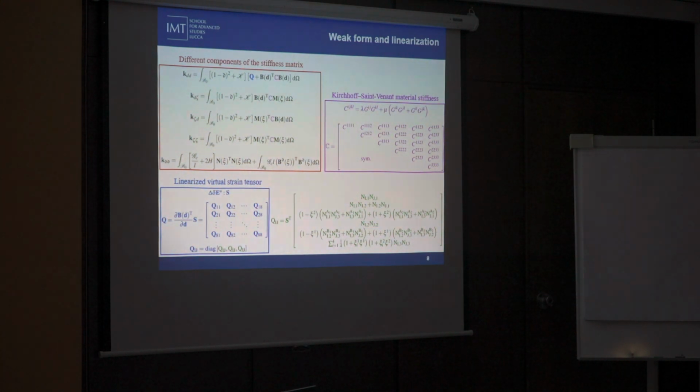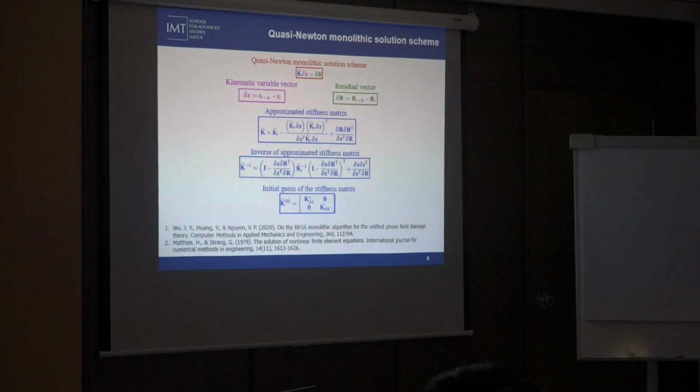Here are the different components of the stiffness matrix. You see the C is the material stiffness matrix, and the matrix form is given here. And Q is the tensor product of linearized virtual strain and stress vector. The components of the Q matrix form a diagonal matrix, and the components of the diagonal matrix are given on the right bottom. See, due to the consideration of the assumed natural strain method, the 3rd row, the 5th row, and the 6th row are modified accordingly.